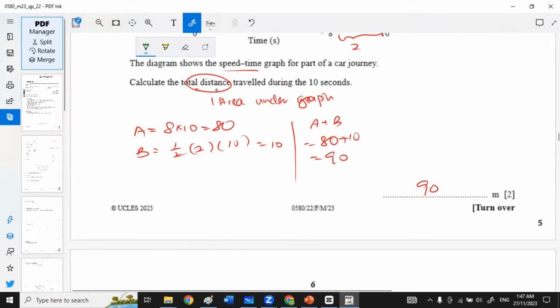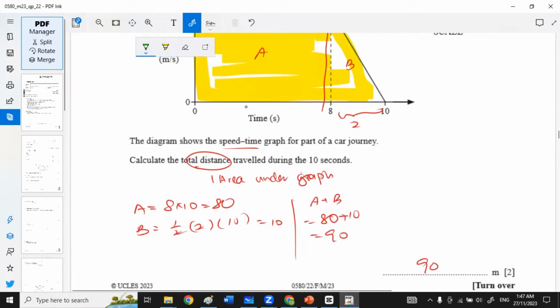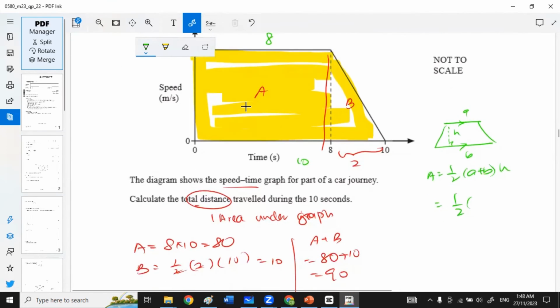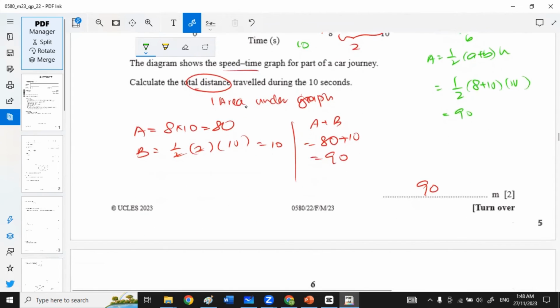Otherwise, if you want to use the trapezium formula, it will be this. If your trapezium has two parallel sides, A and B, and you have the perpendicular height, then the area is equal to half times A plus B, times the height. So in this case, it's half times 8 plus 10, times 10. Calculate, and you should get 90 as well. Either way works.